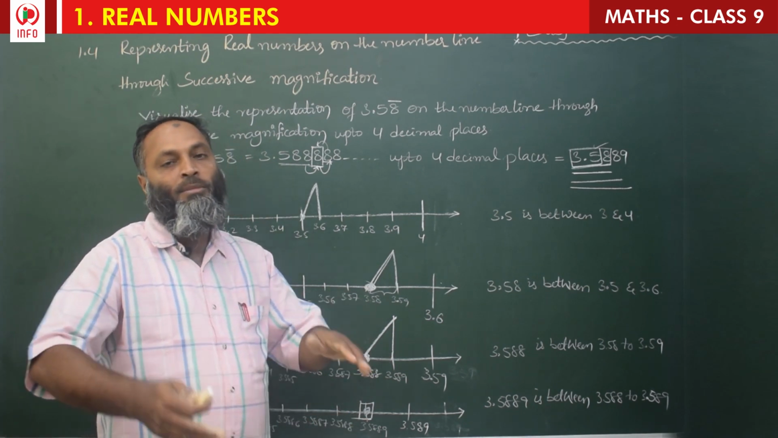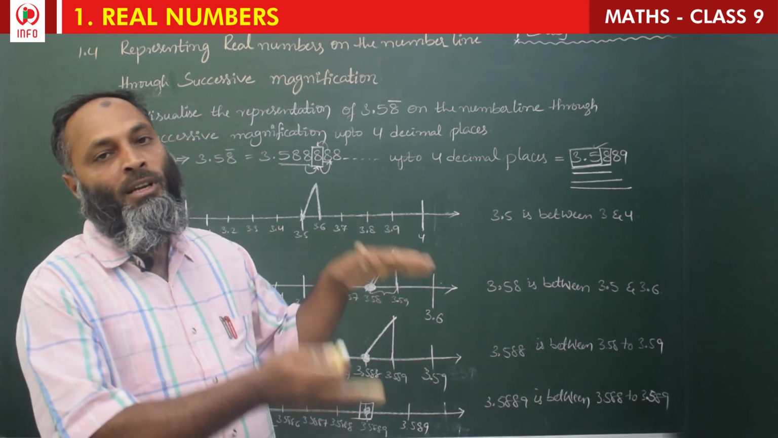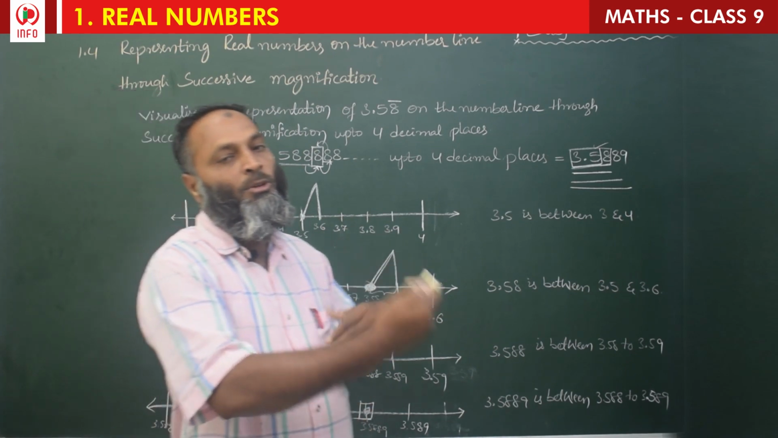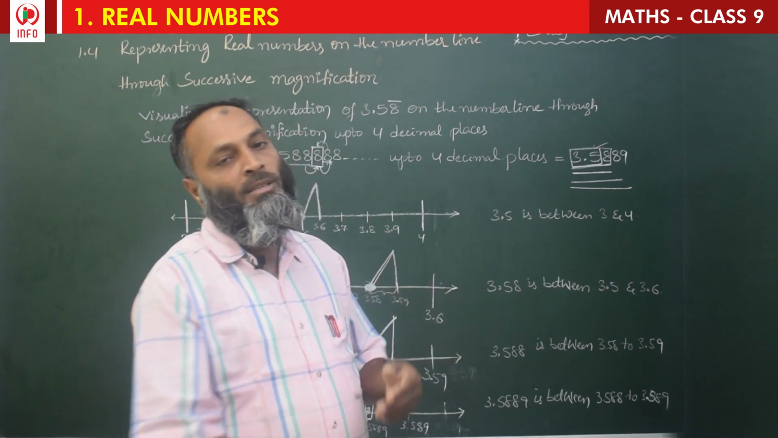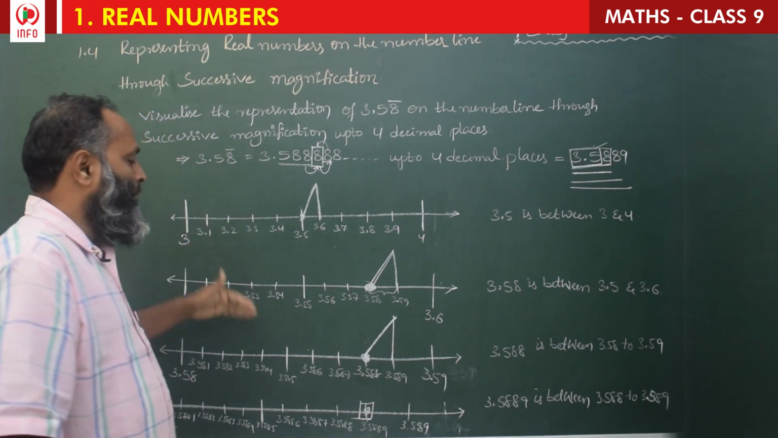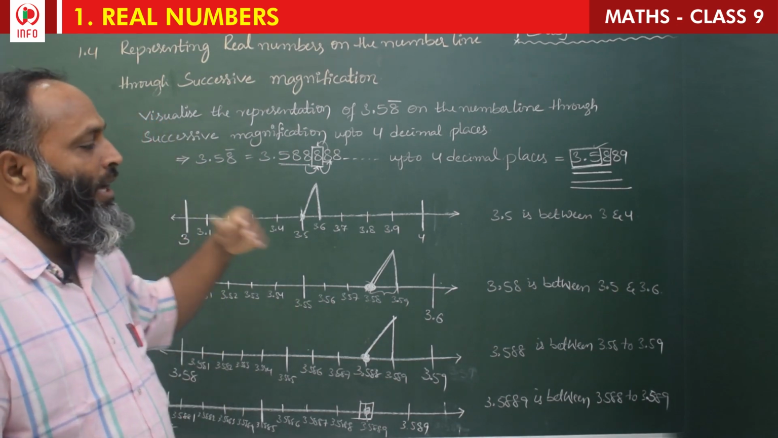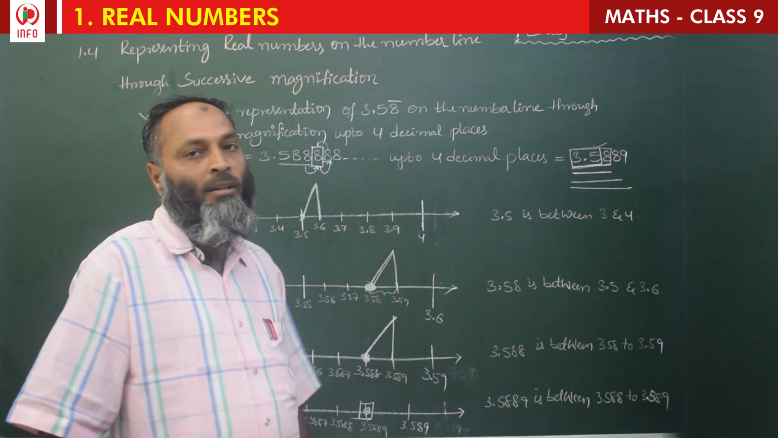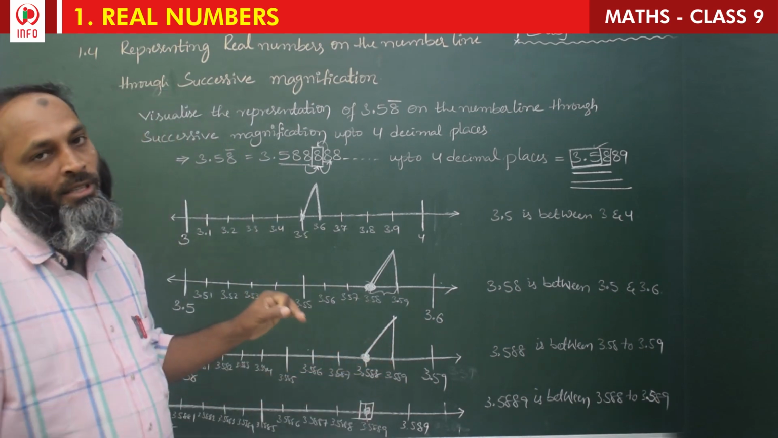So step by step we should go. First 1 decimal place, then 2 places, then 3 places, then 4 places. However many places we need, that many number lines we should draw and show exactly where the decimal point will come. Okay, that we should represent on the number line.